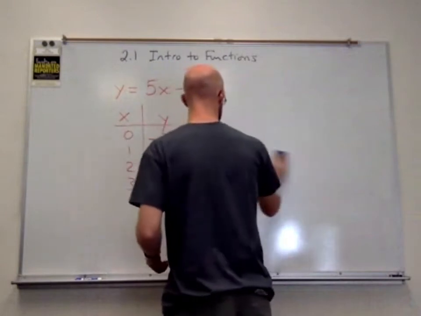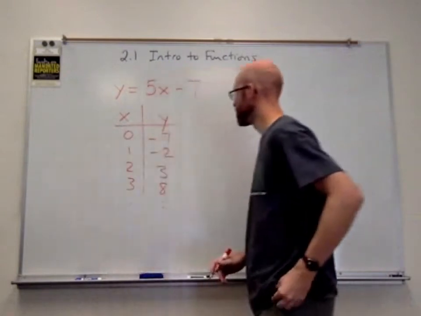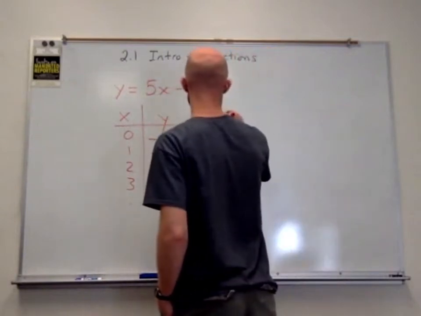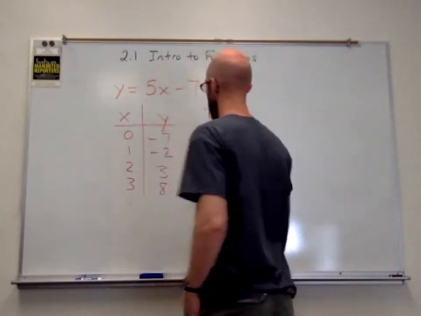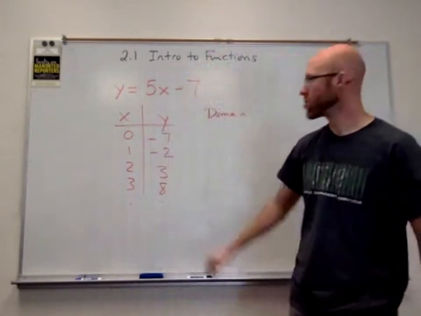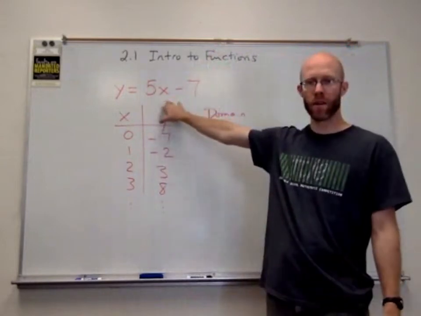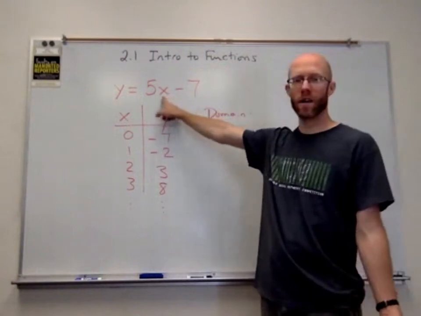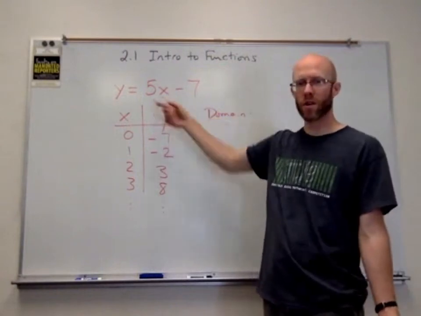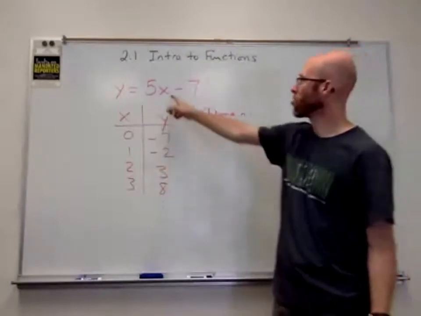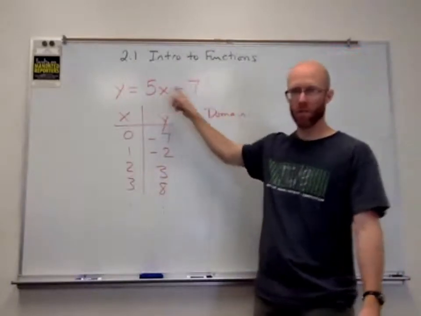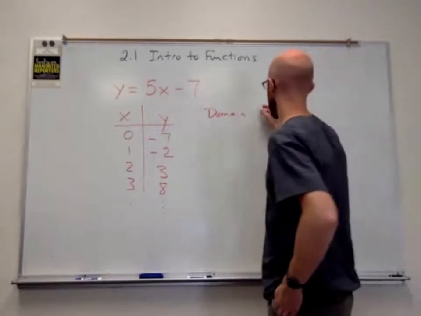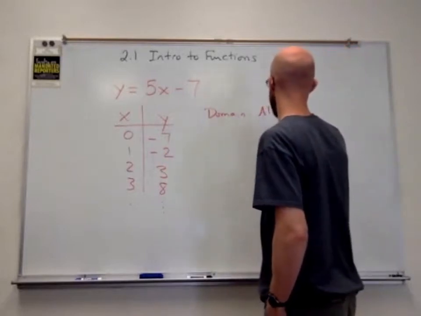Instead, for the domain, I want to think about all the possible numbers that I could plug into this thing. Well, every number can be plugged in, right? There's not a limit to what I can put in for x. No matter what I plug in, I can always multiply it by 5, and I can always subtract 7. There's no issues there. So the domain is what we call all real numbers.